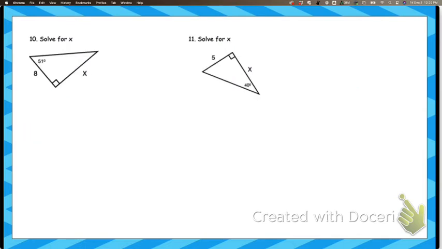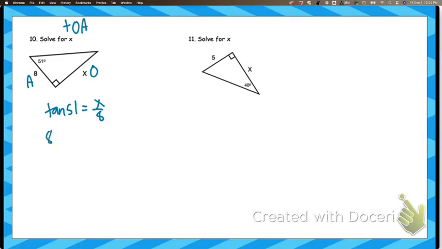All right, similar on the next one, we have to figure out which ratio to use. So I have 51 degrees. The x is across from 51, so that is my opposite. The 8 is next to it, that is my adjacent. I am not using the hypotenuse. I don't know what the hypotenuse is, and I'm not trying to find it. So this is tangent. So tan 51 equals x over 8.